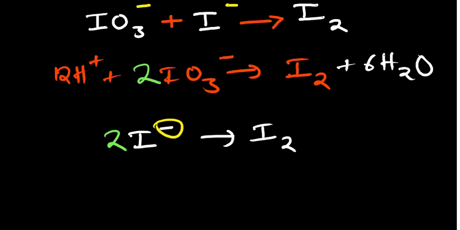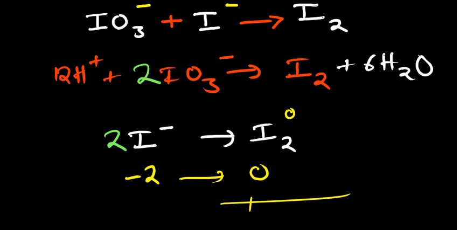We have a negative there and a coefficient of 2, so we multiply the coefficient by the charge. The overall charge is negative 2 on the left. On the right hand side, there's a 0. So we are observing a change from negative 2 to 0. The question to ask yourself is whether it is an increase or a reduction. If you look at your number line, as we move from negative numbers towards 0, we are increasing. So this is an oxidation reaction.